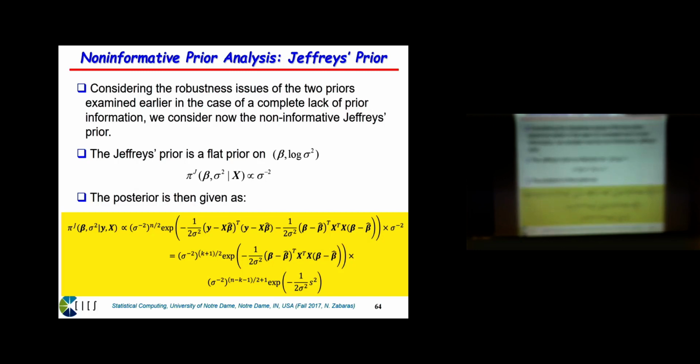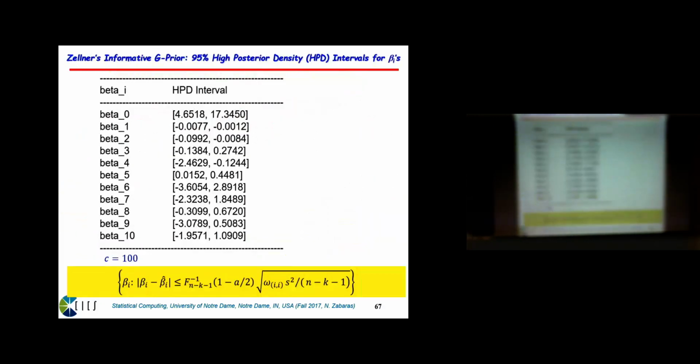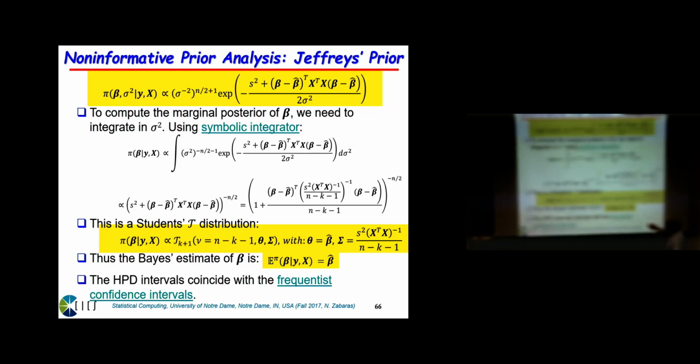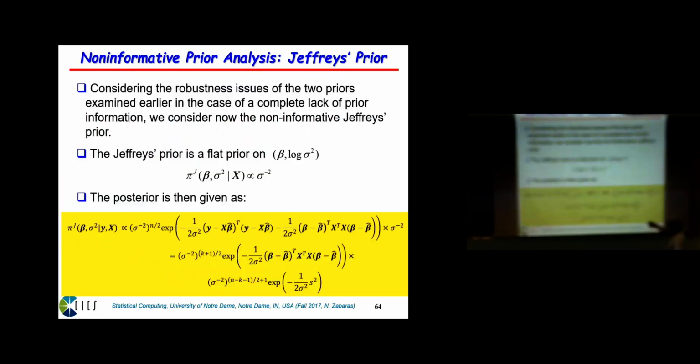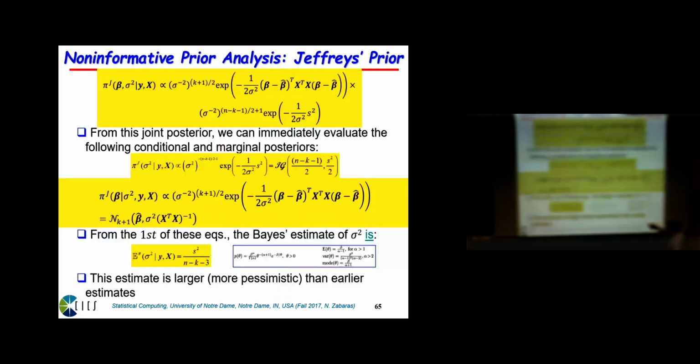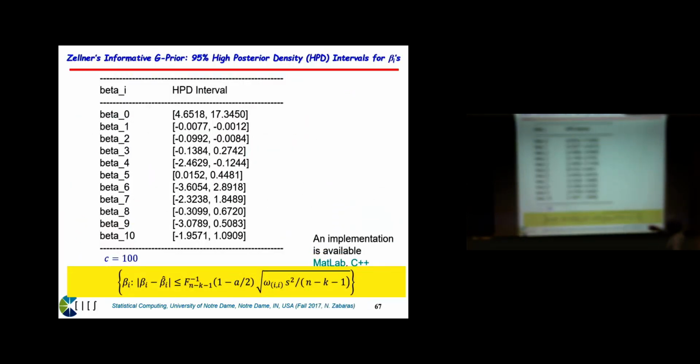If I remember, in one of the calculations in your homework, you have to calculate these high probability density intervals for the regression coefficients, and you see them here. And I can tell you, using this prior, somehow the formulas will be identical to these frequentist estimates, and this is what has been used here.